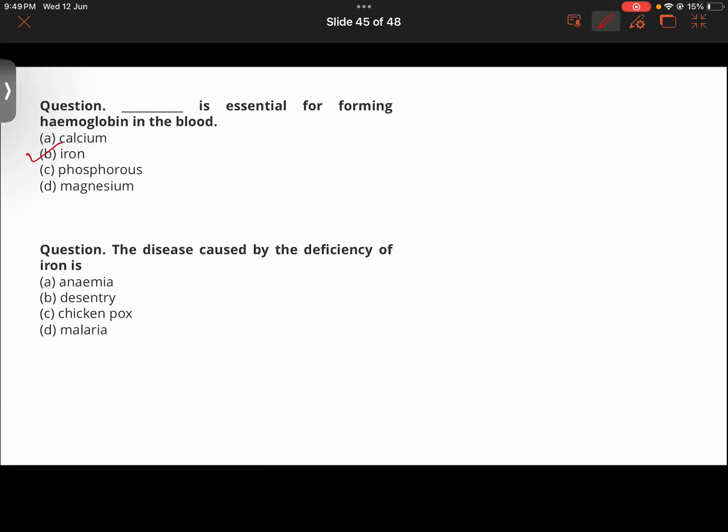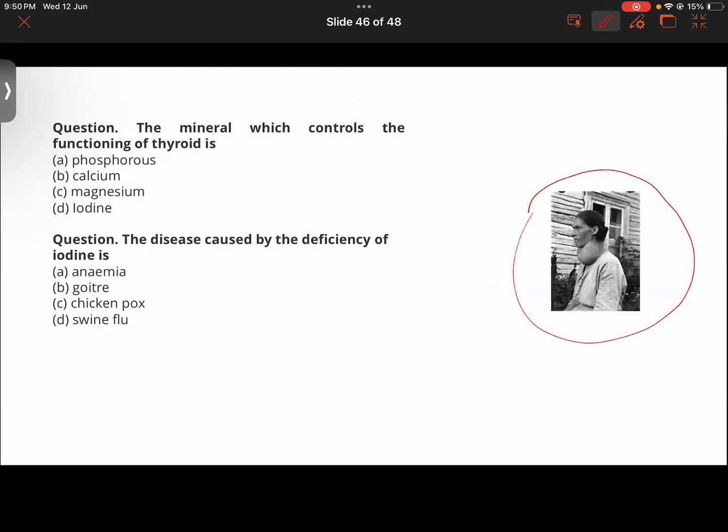The disease caused by the deficiency of iron is anemia. That is anemia, by the way. Anemia is left to be discussed. We'll be discussing about it in a moment. First of all, let us complete these questions. Okay, then look at this next question.